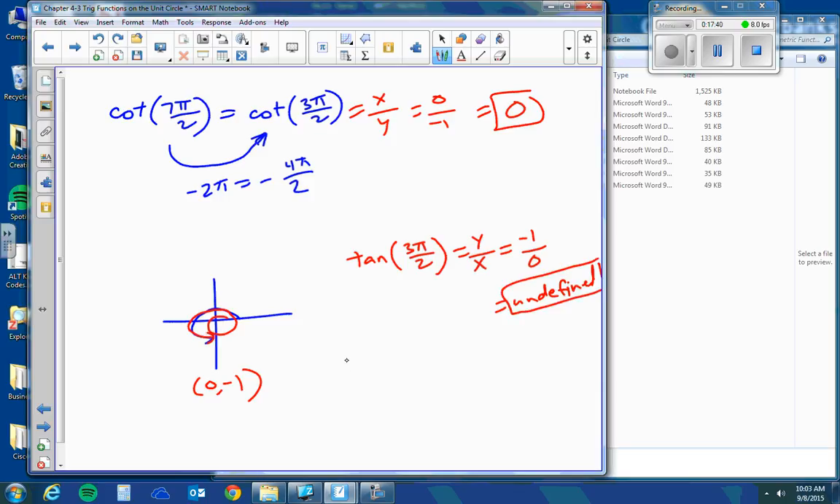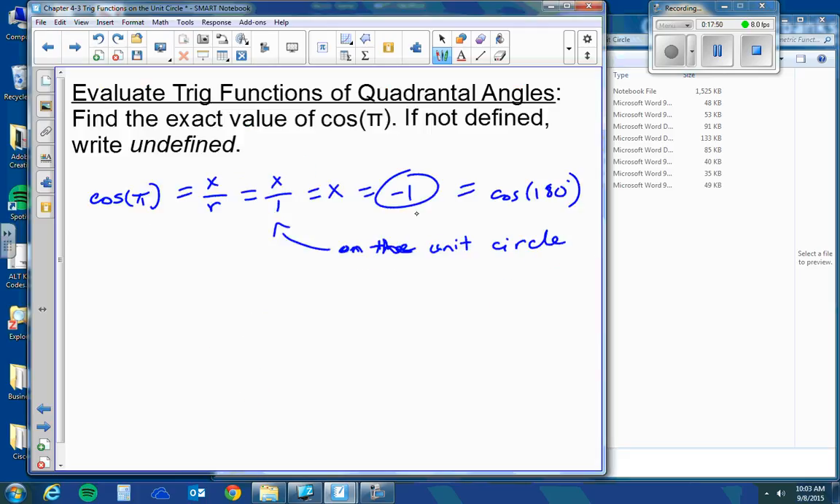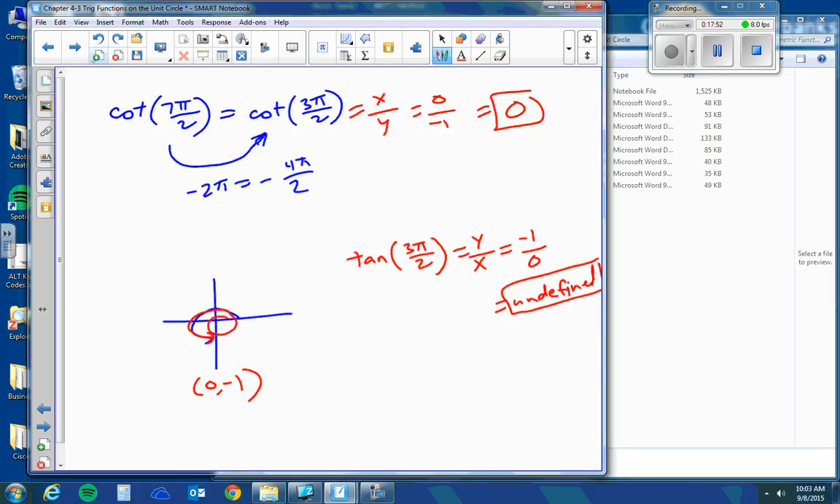So listen, if you're asked to evaluate a trig function, all you have to do is look it up in the unit circle. If it's sine or cosine, you just write down the numbers you see. If it's tangent or cotangent, you have to do y over x or x over y to find out the value. Okay?